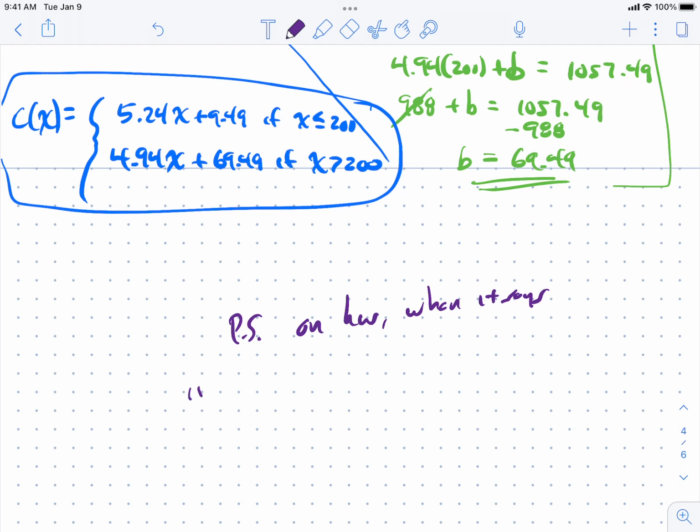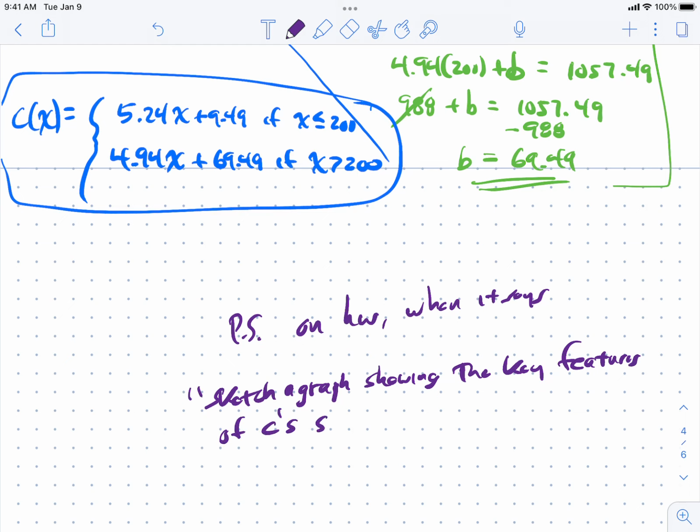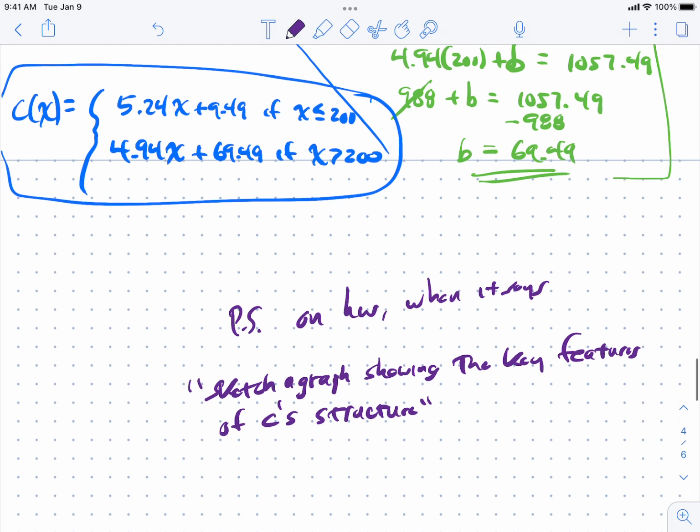On the homework, when it says, sketch a graph showing the key features of C's structure. C is the name of the cost function, right? You can just refer to it as C. Sketch a graph showing the key features of C's structure. I am not asking for a computer-generated graph. I am not asking for something that's particularly to scale or anything.